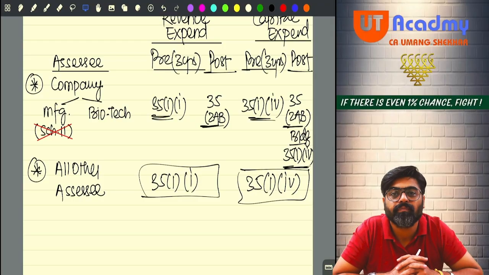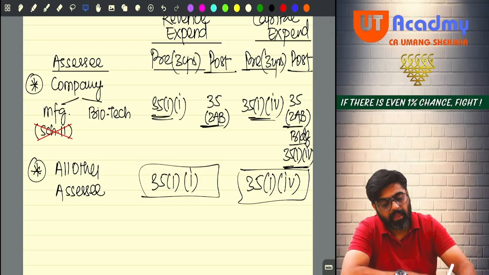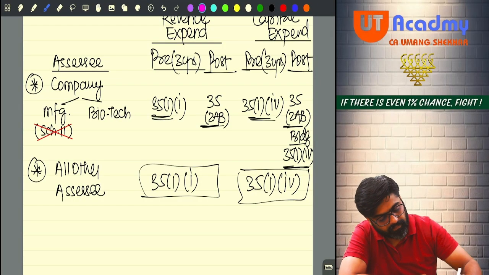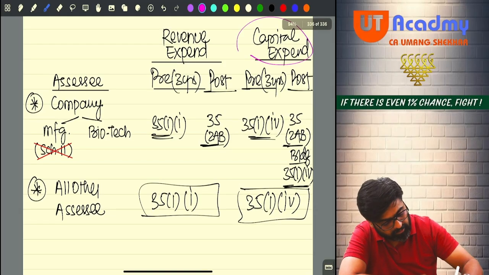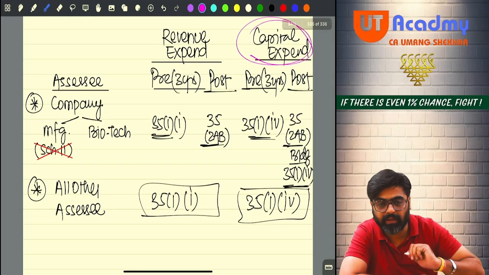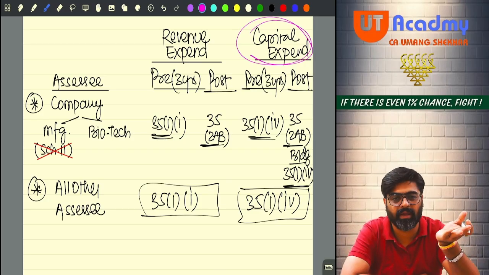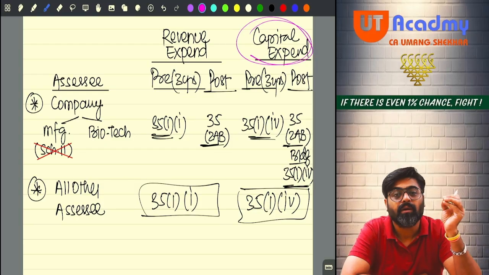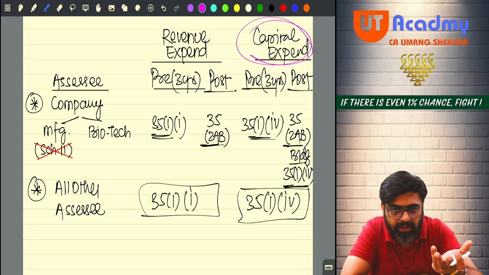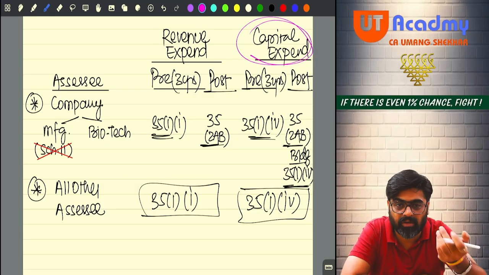Now tell me, even the capital expenditures are allowed, no? Even the capital expenditure other than cost of land is allowed, whether allowed under 35-2AB or section 35-1-4. But under section 35, the capital expenditure is allowed, other than the cost of land.